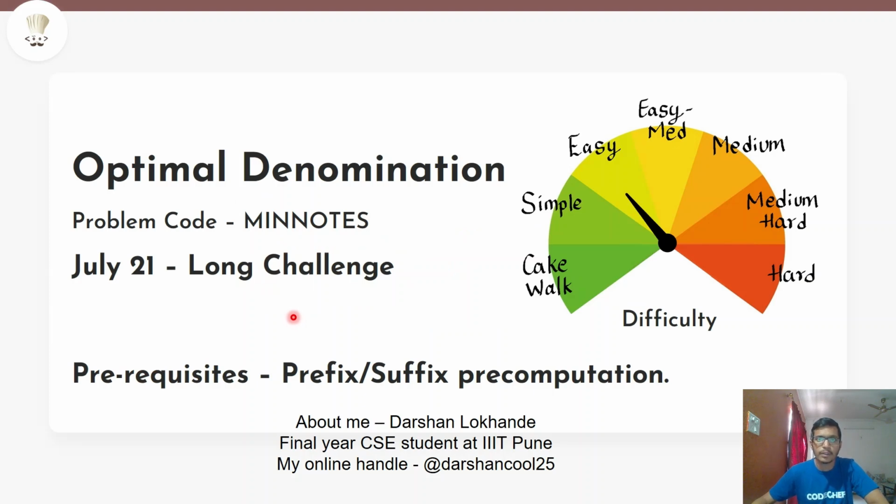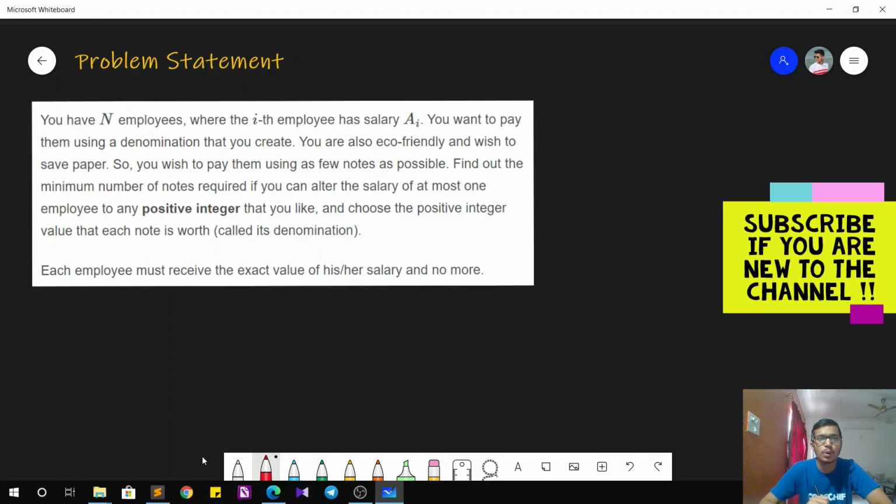The problem that we are going to discuss today is optimal denomination. The problem appeared in July 21 long challenge and has a difficulty level of easy. The prerequisites to solve this problem are prefix and suffix precomputation. The problem statement goes as follows.